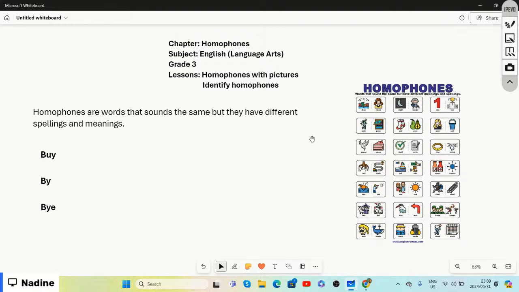If we're going to look at a few more homophones, once again, homophones are words with the same sound, but these words have different meanings. We are going to find out more examples of homophones, and we're also going to look at pictures of homophones and identify these different homophones.